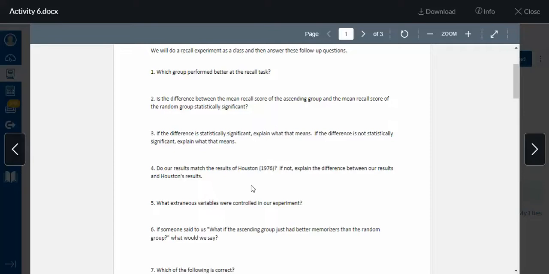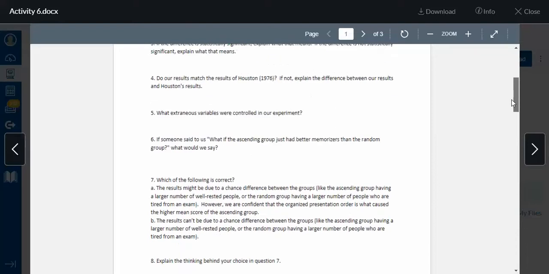The next part says, do your results match the results of Houston 1976? So Houston actually did this experiment on ascending and random numbers. And in Houston's experiment, there was a 2-point difference between the mean of ascending and the mean of random. I believe the mean score for ascending was 9.5 and for random 7.5. So ascending did 2 points better on average. So just describe if your result seems consistent with that outcome or if it seems different.